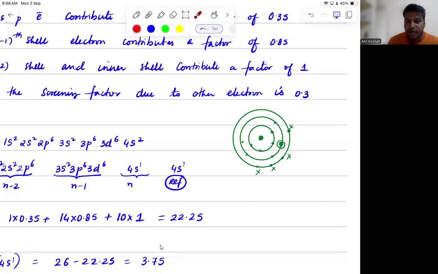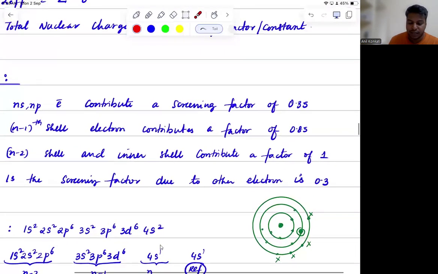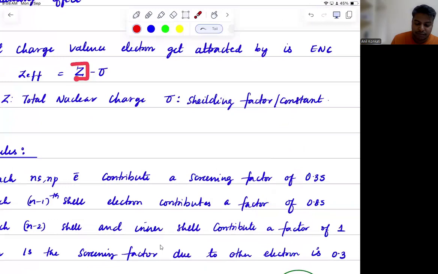Alright, how much will it decrease? Depending upon two factors. One, the actual number of protons present, which is what we call the nuclear charge. Second, how much is the decrease happening due to the electrons in between the nucleus and the outermost electron, how much is the decrease in that charge? And that is what we call Z effective.